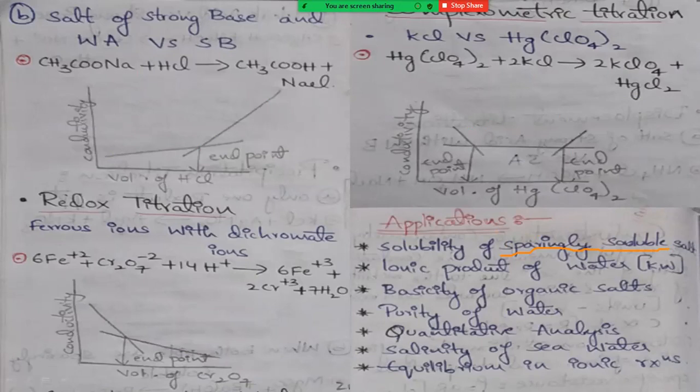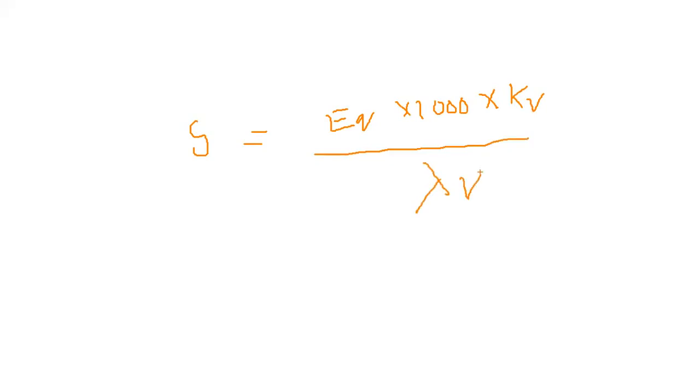But how can we calculate the solubility of sparingly soluble salts? Here one formula is there. By using that formula, we can easily calculate the solubility of sparingly soluble salts. So that is, solubility S equals equivalent weight into 1000 into kV. So what is kV? kV is the specific conductivity, divided by lambda V. So lambda V is the equivalent conductivity, right?